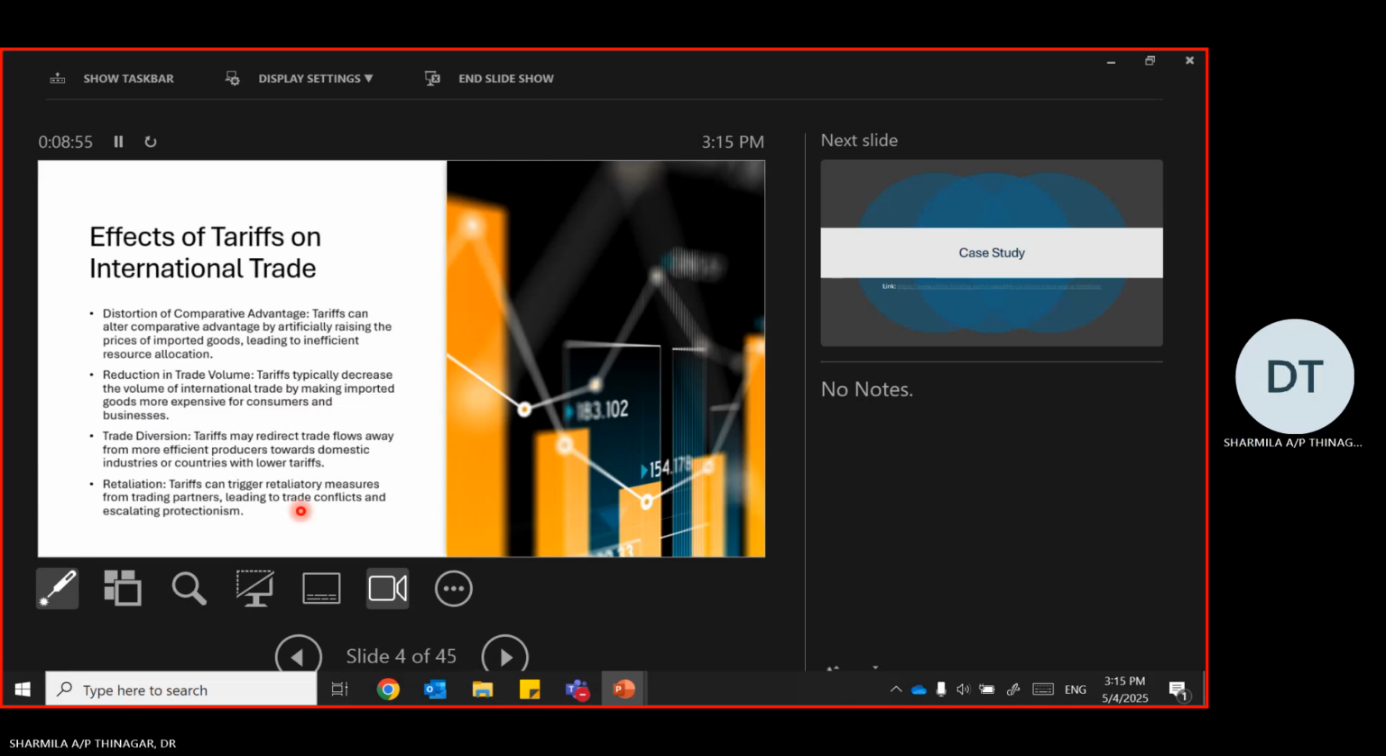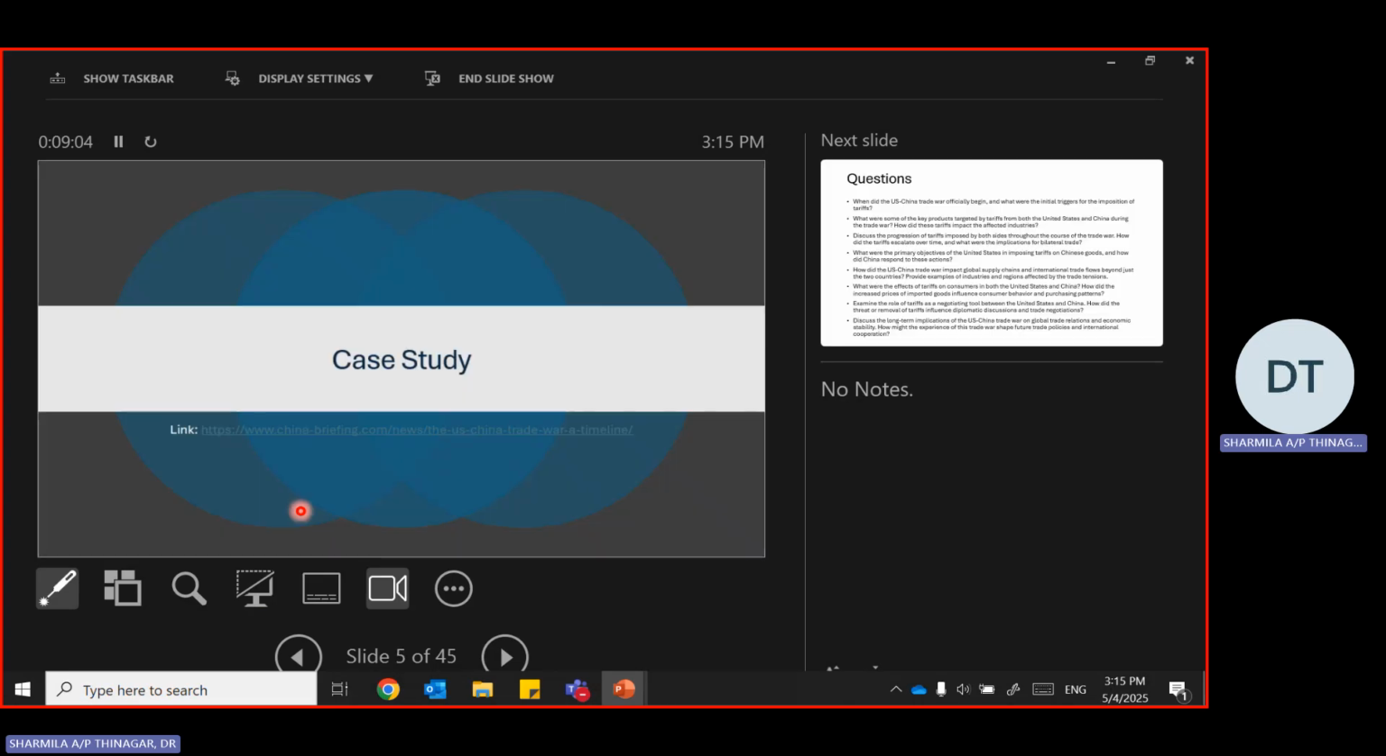Hannah, these are the important ones. These are the points that you can write in your exams.